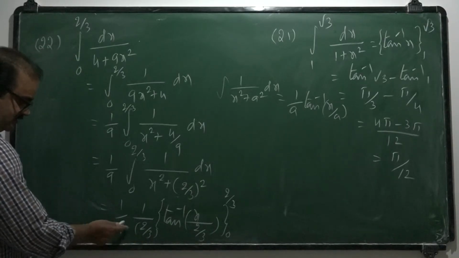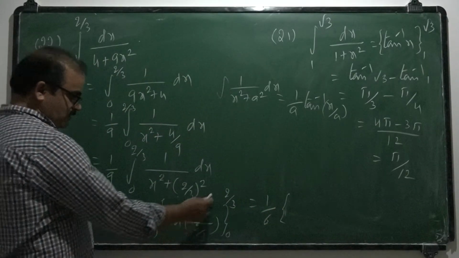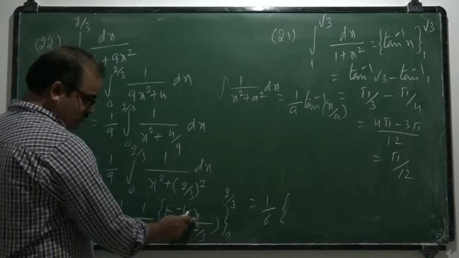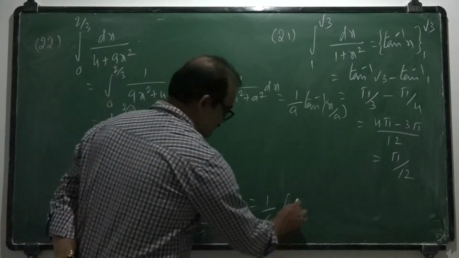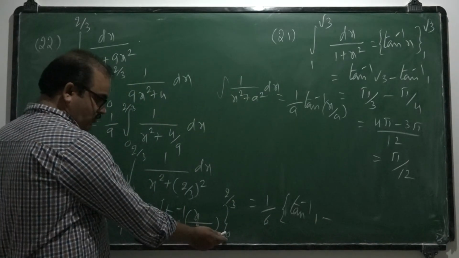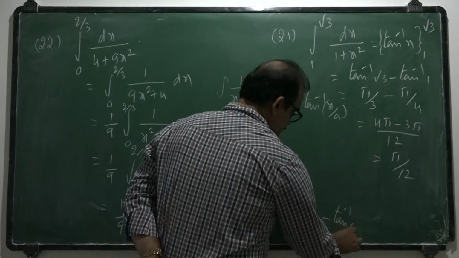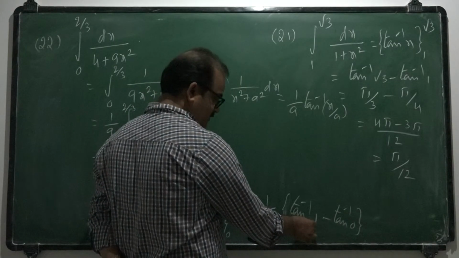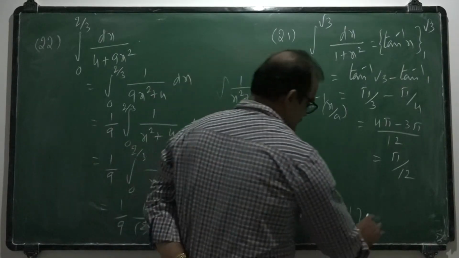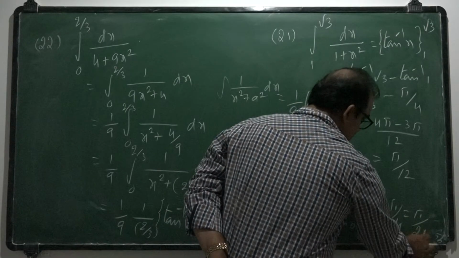3 times cancel. 3 into 2, 6. 1 by 6 into, apply the limits. First take the upper limit 2 by 3. 2 by 3 by 2 by 3, 1. Tan inverse 1 minus, take the lower limit 0. 0 by anything, 0. Tan inverse 0. Tan inverse 1 is pi by 4. Tan inverse 0 is 0. Pi by 4 minus 0, pi by 4. So 1 by 6 into pi by 4. This is pi by 24.